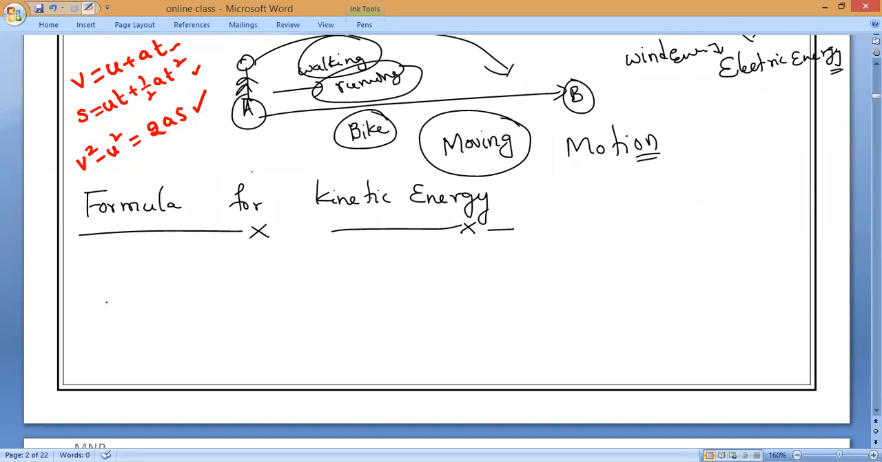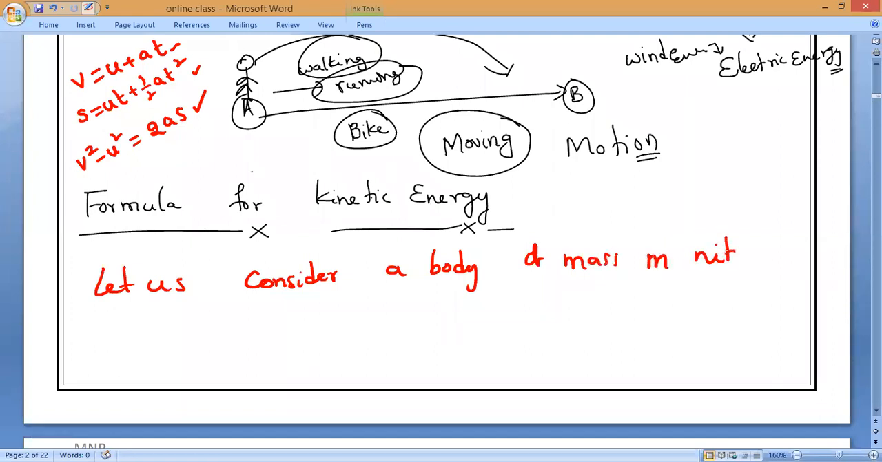Yes, sir. Okay, now first point. Let us consider, write it, neatly. Let us consider a body of mass m initially at rest. Initially at rest means the velocity is zero. Mr. Omar, what is that? Can you say?